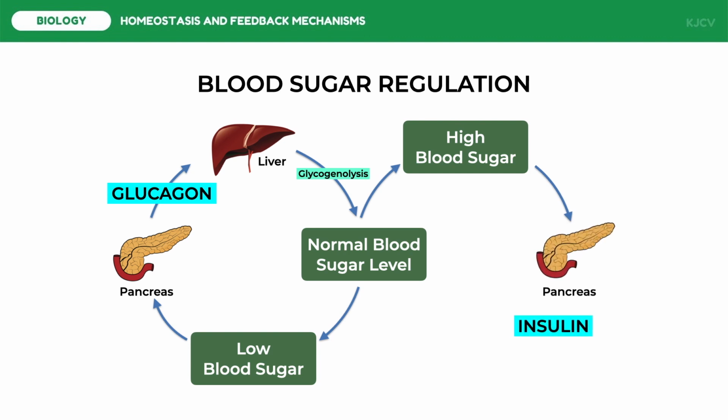Insulin will now work to make glycogen in the liver out of these excess glucose molecules in the blood, thus lowering the blood sugar level to make it normal again. Since the pancreas secretes glucagon and insulin to bring back the deviation to normal, blood sugar regulation is a negative feedback loop. Let us look at another feedback loop.